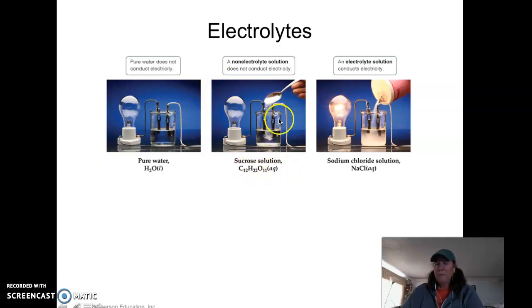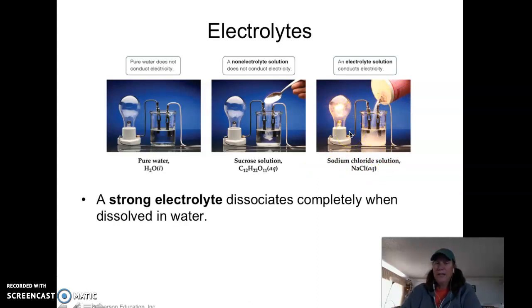Here's a non-electrolyte solution. Here's sugar. You pour sugar in, you pour water, nothing's happening. It's not going to conduct electricity. We're trying to pass electricity through there, but nothing's happening. But if you take salt, which is going to dissolve into cations and anions, positive and negatives, then it will. You can see, light bulb, bright as ever, because it conducts electricity.